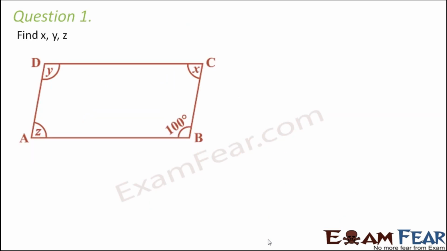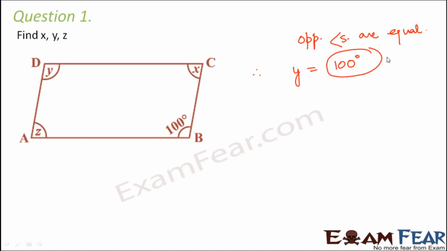Question number 1. Find X, Y and Z. So here we have a parallelogram. You see only one angle is given and all others we need to find out. Do you think we'll be able to find it out? Yes, of course, because we know certain properties of a parallelogram. The first property that we know is opposite angles are equal. Since opposite angles are equal, very easily we found out one angle. Y will be equal to 100 degrees. So one angle we already found out.